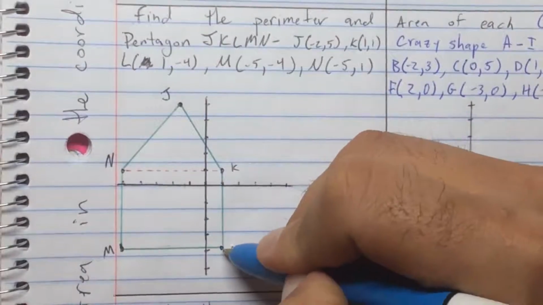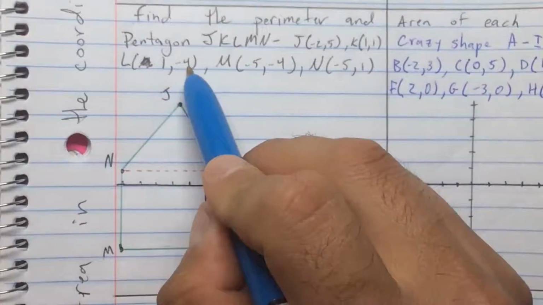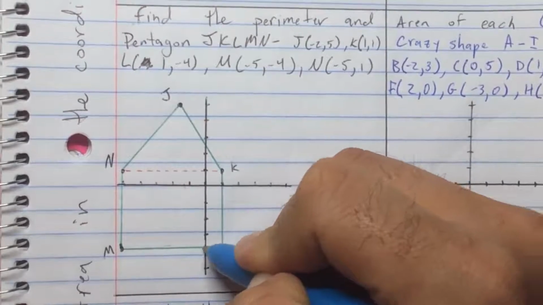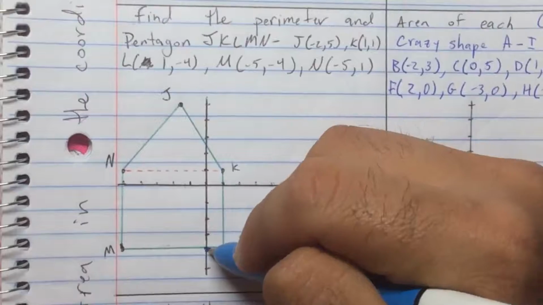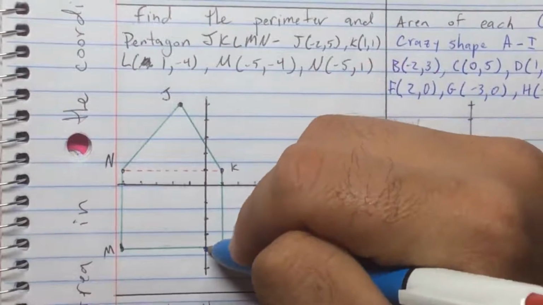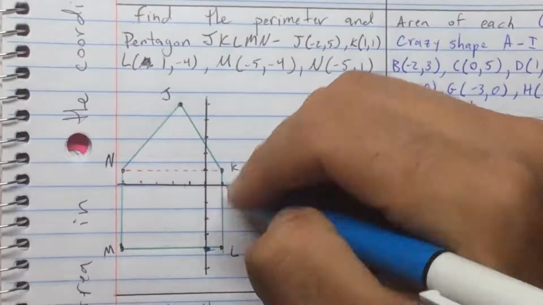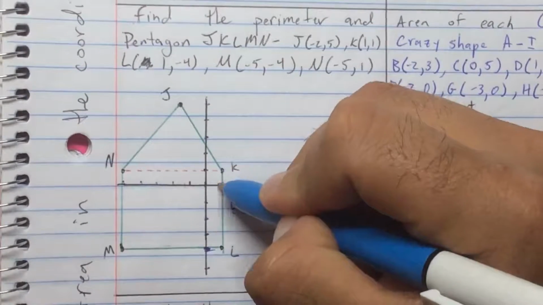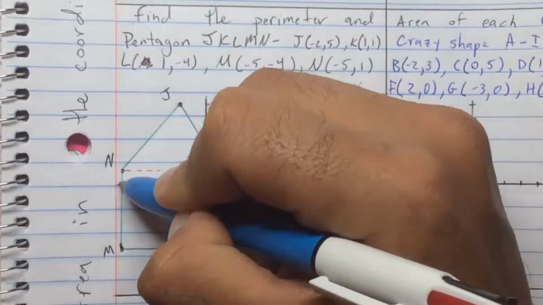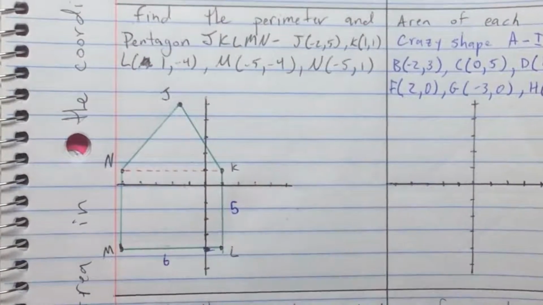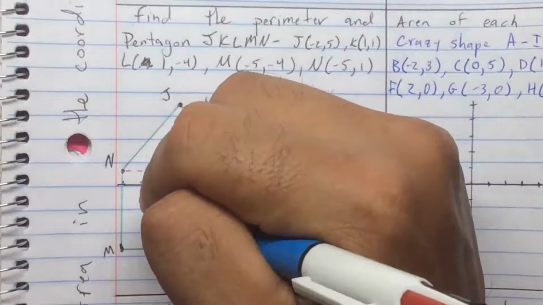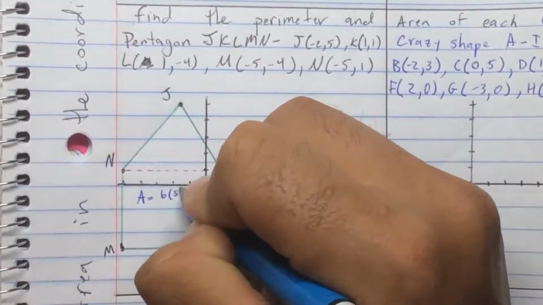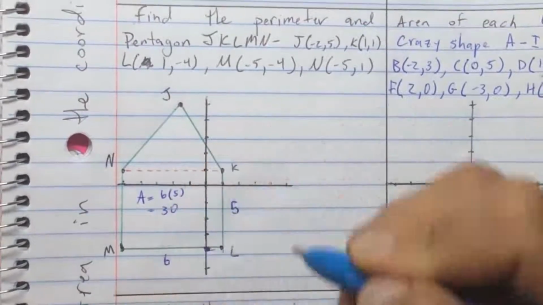So once again, we can count. L was at -4, which is there. I know we kind of missed the mark a little bit, but it's supposed to be at -4. So we're going to count from -4 and go up to K. So we go 1, 2, 3, 4, 5. So we know the distance here is 5. And then from here we go 1, 2, 3, 4, 5, 6. So we know the distance here is 6. So the area is going to be our base times height. So the area here is going to be 6 times 5, which is equal to 30.